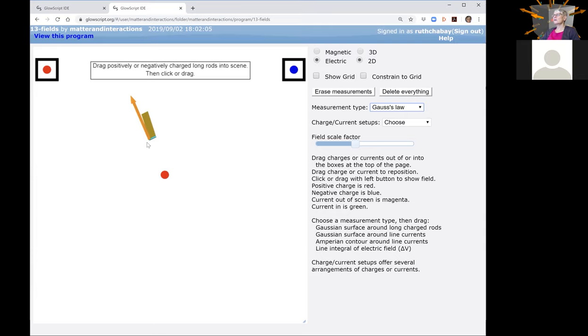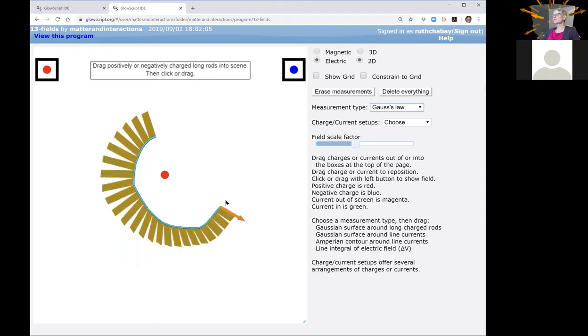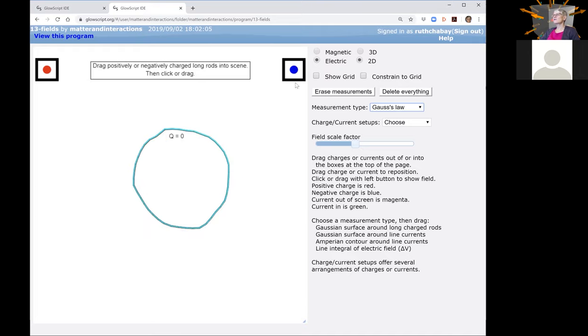And as I drag, what the program is doing is calculating the electric field, multiplying by the surface area of that little piece of surface and adding it up to get the flux. And then it's displaying flux as that sort of olive colored fuzz. And if the flux is positive, the olive colored fuzz points away in the direction of E, whereas if the flux is negative, the olive colored fuzz points in.